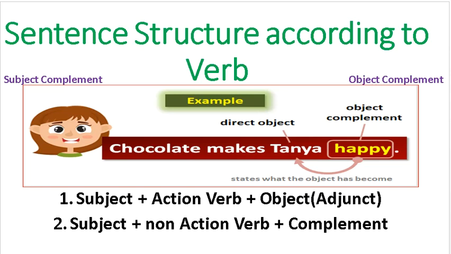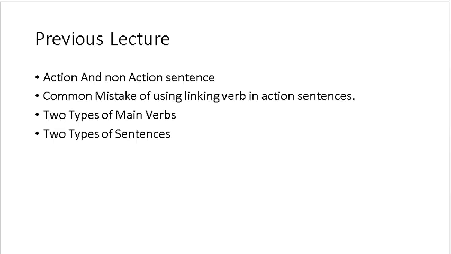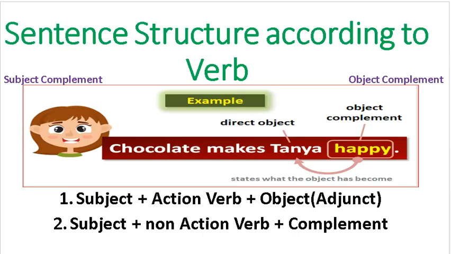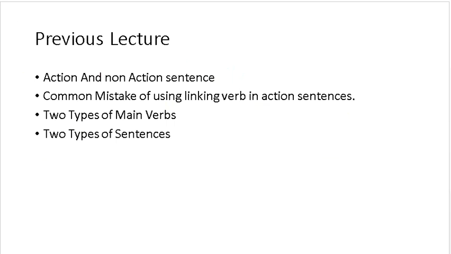Today we'd like to talk about the two sentence structures with relevance to the verb. So it is the continuity of the previous lecture. In the previous lecture, we did study about the action and non-action sentences, which are these two, one and two, kinds of sentences according to the verb.